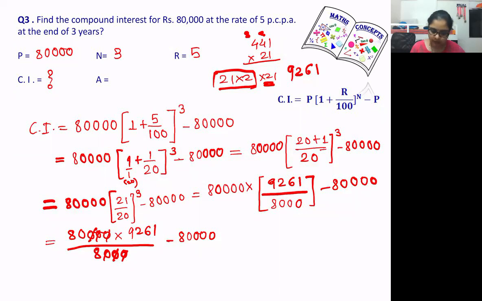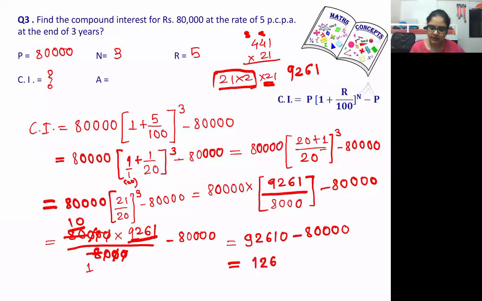Now here there is 80. Here at the denominator it is 8. I'll cut this 8. 8 ones are 8, 8 tens are 80. Now I need to multiply this 10 and 9261. This will give me 92,610, right? I'm just multiplying this number by 10, which means I'm just putting a 0 after that number. Minus 80,000. How much is this? This will be 12,610 rupees. And this is our compound interest.